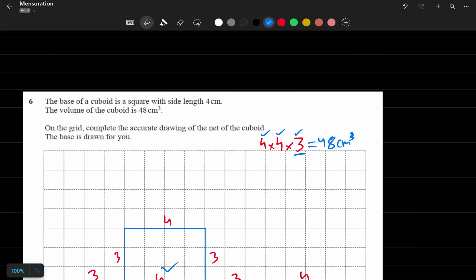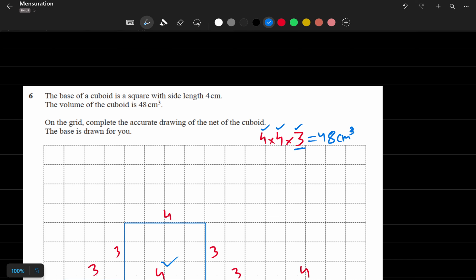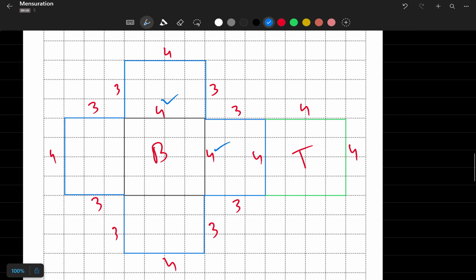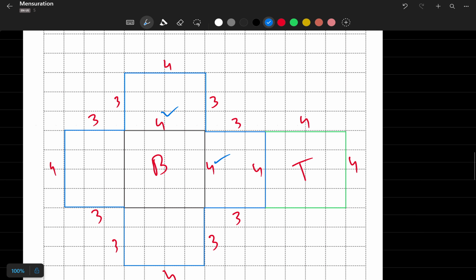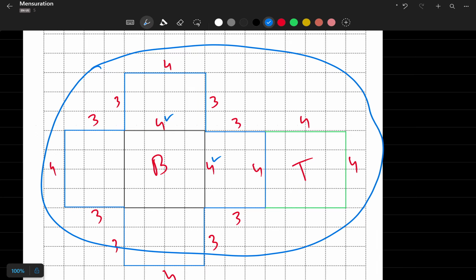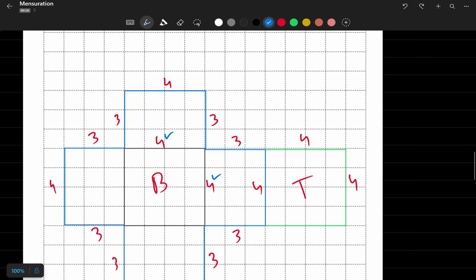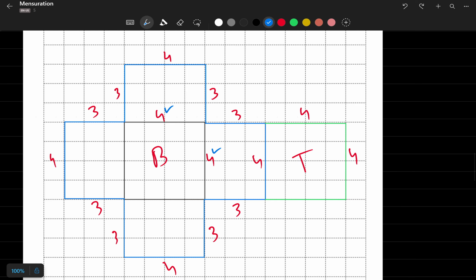So you have to draw on the grid, complete the accurate drawing of the net of the cuboid. A net is an unfolded version of the cuboid. How do you solve it? See, the height is 3. Let's say this is width, this is height. When you cut out this whole shape and fold it, this 3 will be the height. So the height factor is always 3 as we calculated here, because this is a square, this is length and this is width. This will be your height.